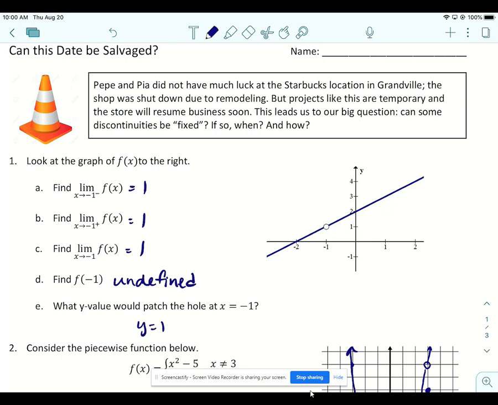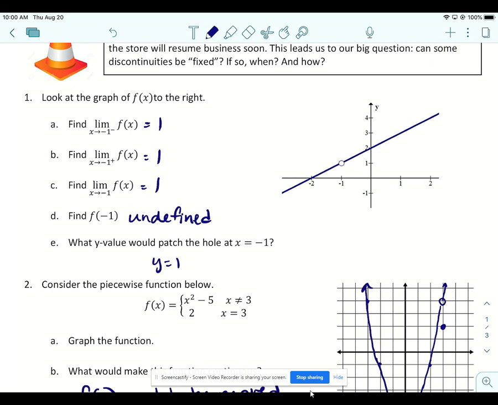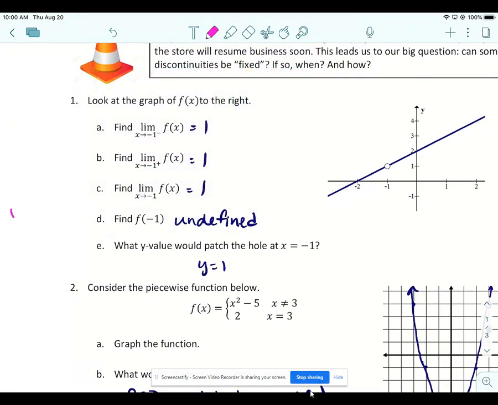You can see that we can patch holes whenever the limit exists. So on this first one, we would just need to go back and make sure that f of negative 1 equals the limit as x approaches negative 1 of f of x. So we could just say that f of negative 1 is 1, and then that would fill that hole.